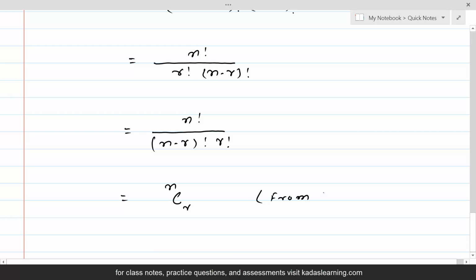From equation 1, so this is NC N minus R. That's how we can prove it.